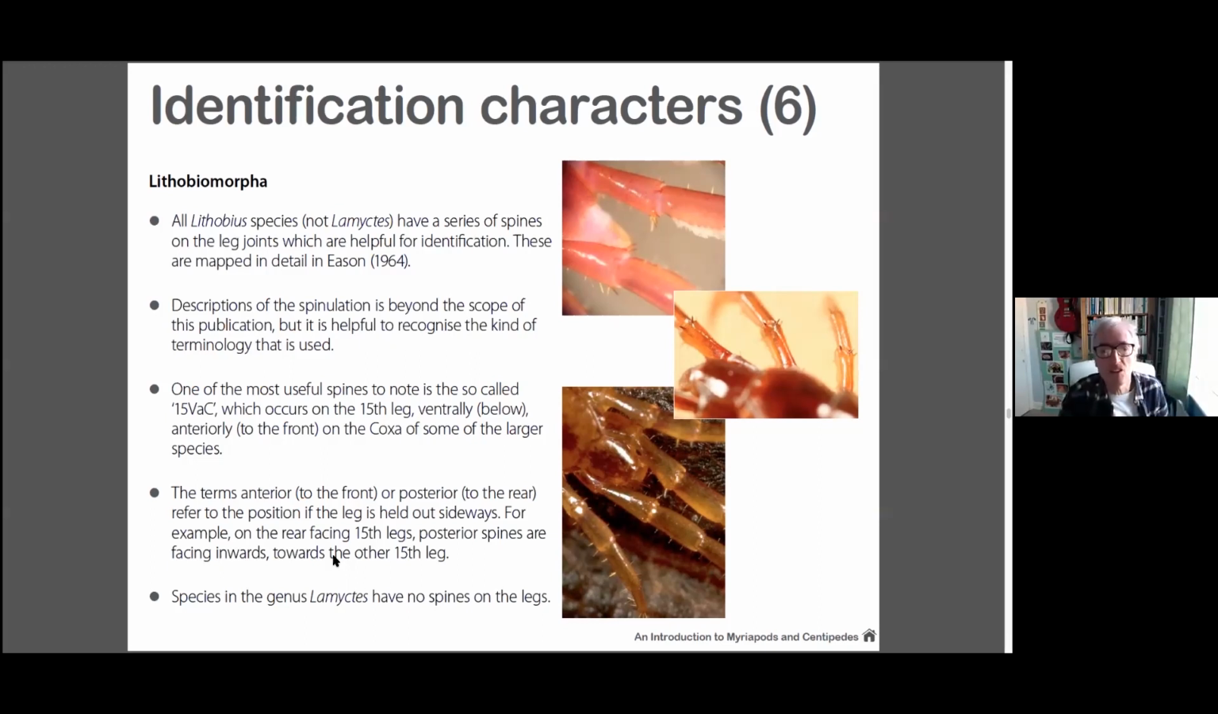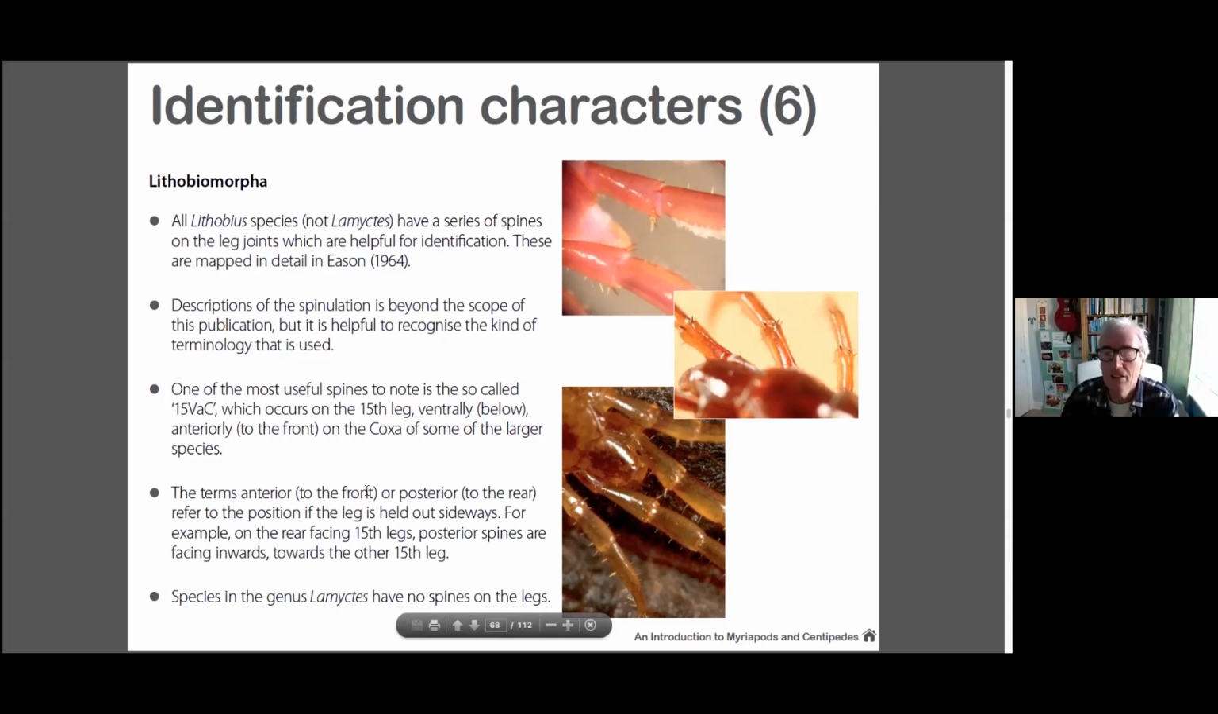But all the other Lithobius species have different spines around the ends of the joints, and these are all mapped out. If you're fortunate enough to have a copy of Eason, quite ridiculously, really, every spine is mapped for each of the Lithobius species. So the actual pattern of spines, spinulation, if you like, is actually recorded on there. Now that's too much detail for most of us, but it exists if you should need it.